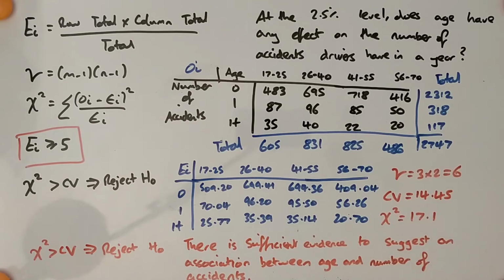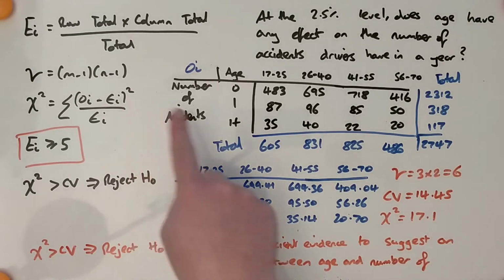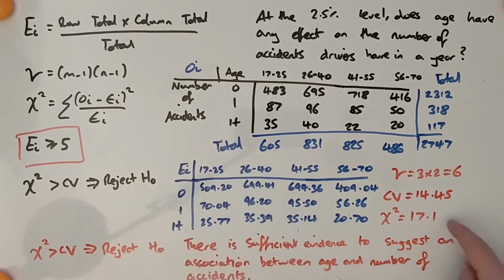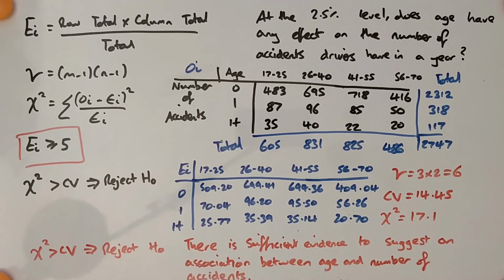Work out my chi-square value, so observed take away expected, squared, divided by expected, add them all up, I get 17.1. Because my chi-squared value is bigger than my critical value, I reject H0, then I have my summative sentence at the end. So there is sufficient evidence to suggest an association between age and number of accidents. Okay, that is a perfect answer to what would be most likely a 10-mark exam question.